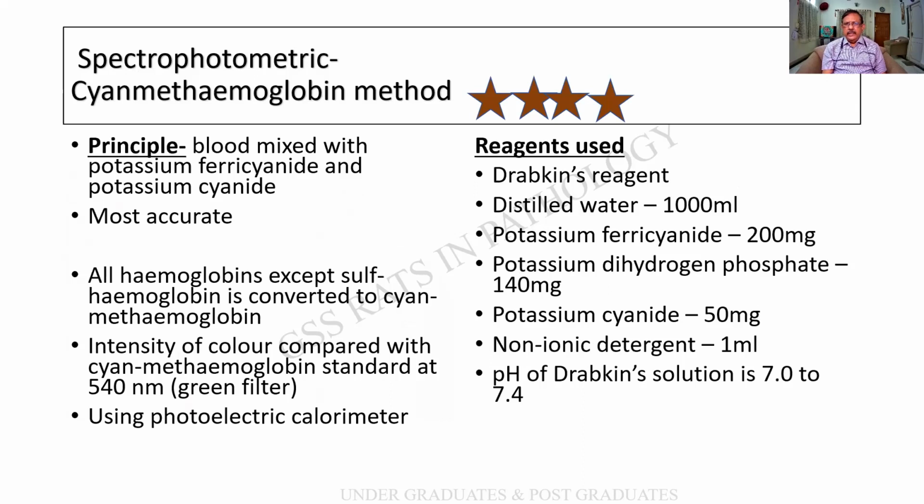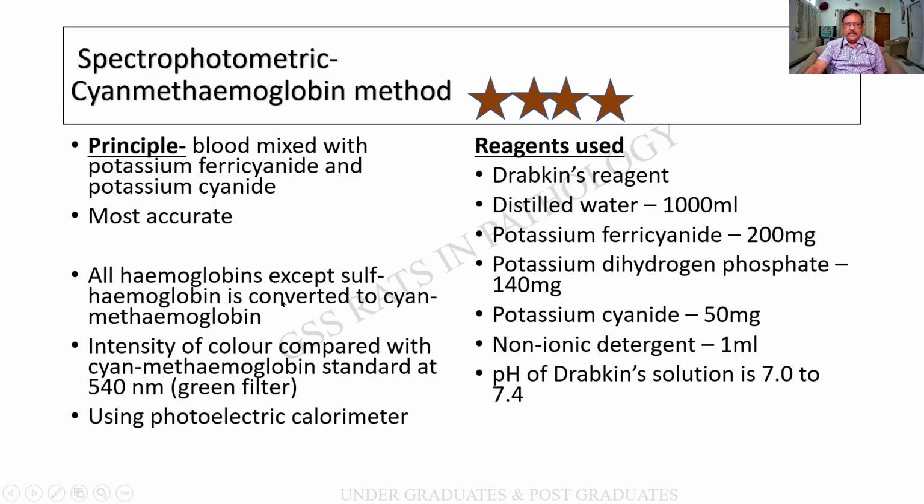The stars here indicate that these are "shall know" and "must answer" questions. Whenever students are asked which is the most accurate method for hemoglobin estimation, they mumble something. But the cyanmethemoglobin method is one of the most reliable methods, though still not the most accurate method. So blood is mixed with potassium ferricyanide and potassium cyanide. It is one of the most accurate for laboratory tests.